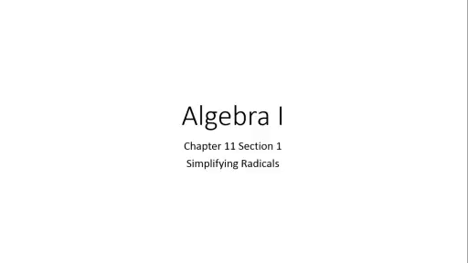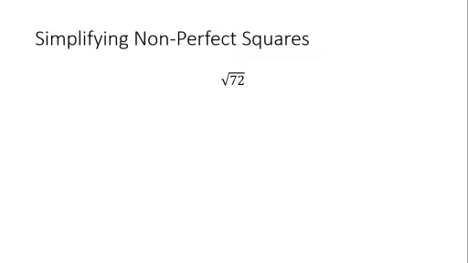So section 1 we're looking at here, we're simplifying radicals. Okay, so simplifying non-perfect squares. And so what we're going to do here is take our number, whatever it is, in this case 72, and break it down into its factors. Okay, so you could do a factor tree with this. So 72 can be broken down to 8 and 9, and what we want to do is break it down so it's only prime numbers.